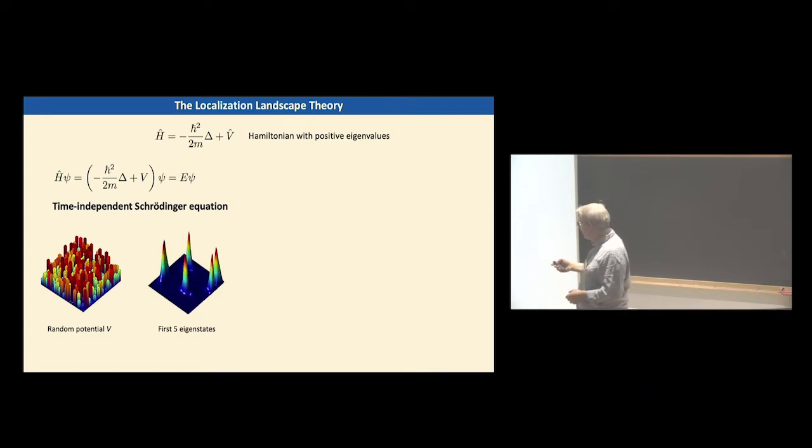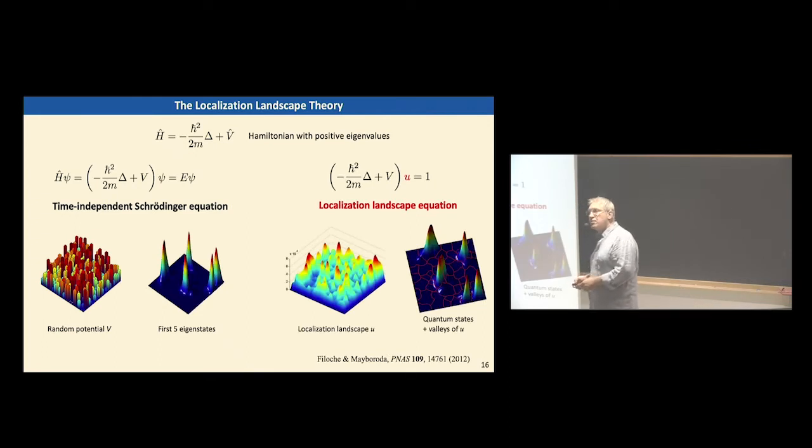So if you compute that on this example, you look at the first 5 eigenstates, they are Anderson localized with exponential decay, like this. The localization landscape equation looks very much like the time-dependent Schrödinger equation. So instead of putting i psi here, you put 1. So far it looks like it has no meaning at all. But what you get is a function that is positive, because the spectrum of this object is positive. So it looks like a positive function, a series of bumps like this.